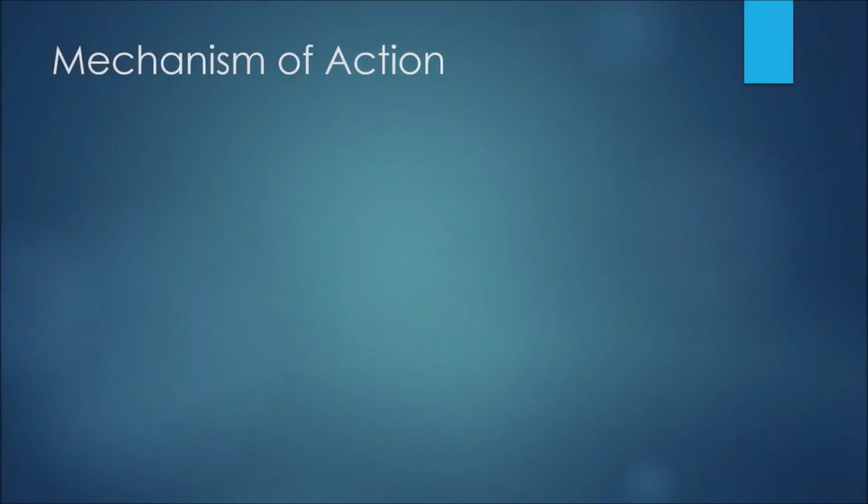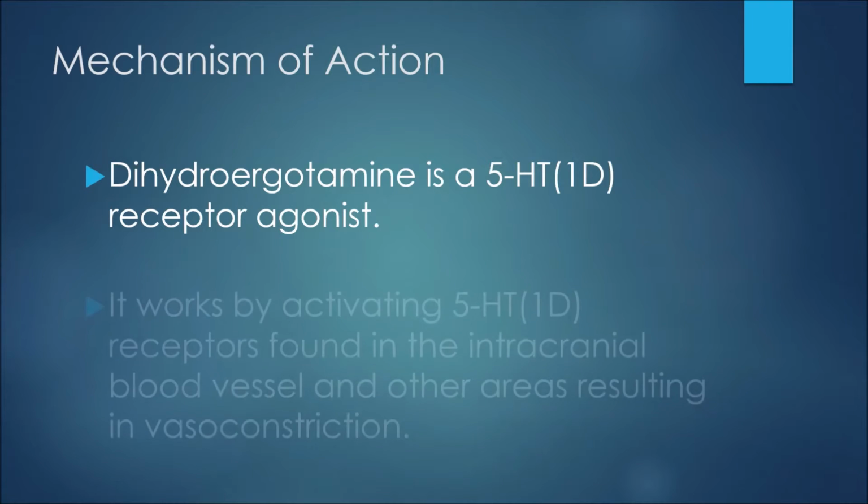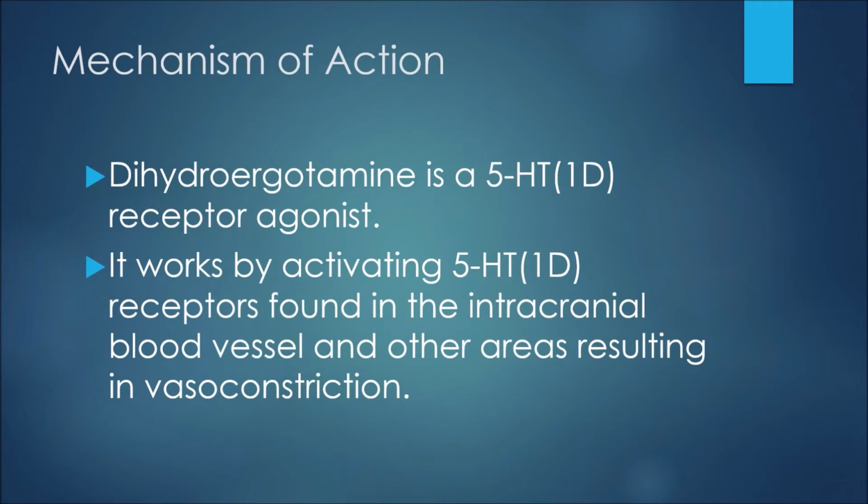So the first thing to discuss here would be the mechanism of action, or how this medication works. So dihydroergotamine is a 5-HT1D receptor agonist. It works by activating 5-HT1D receptors found in the intracranial blood vessel and other areas, resulting in vasoconstriction.